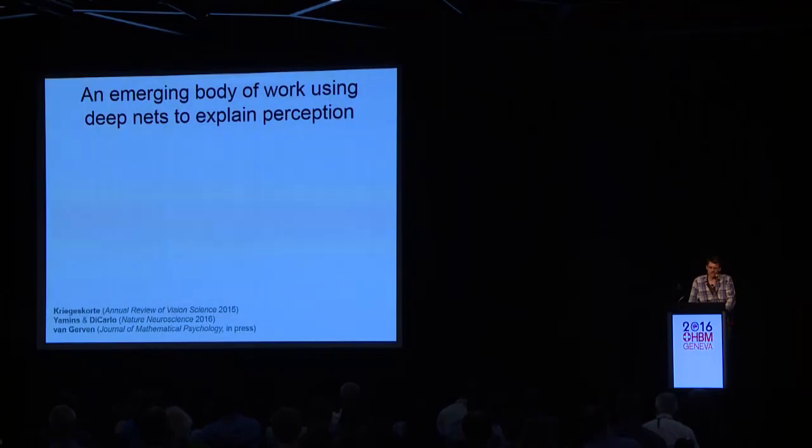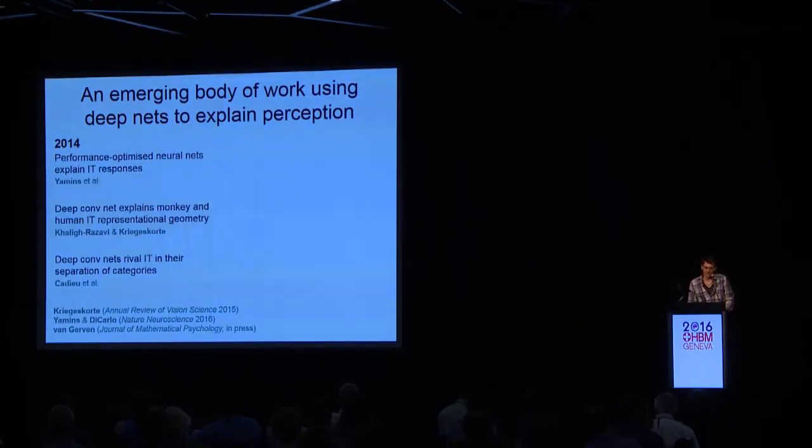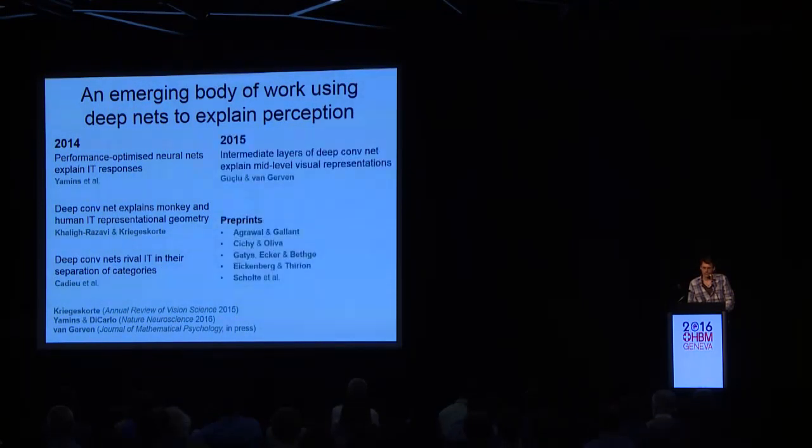So there's an emerging body of work using deep neural networks to explain perception, and we're very excited about this. Some major protagonists of this are Dan Yamins and Jim DiCarlo, Charles Cadieu, and also Marcel van Gerven's great lab in Nijmegen. And there are a number of reviews that came out last year and this year that give good introductions to this exciting new direction.